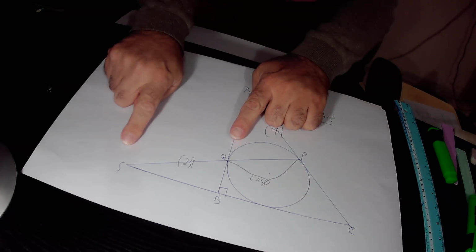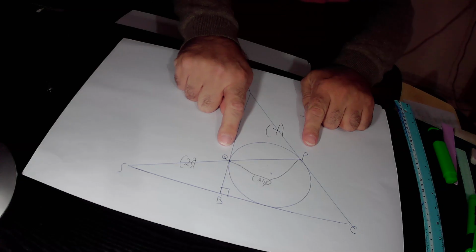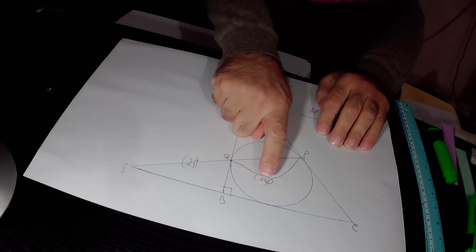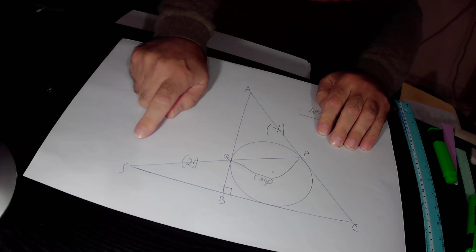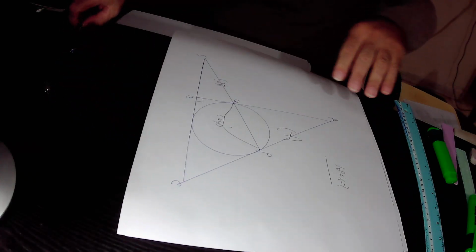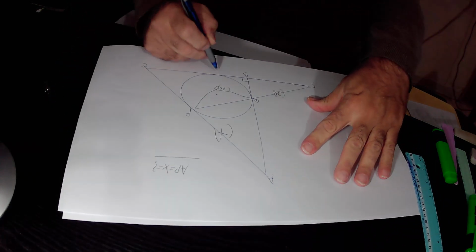QS equals 25, chord QP equals 24, ABC is the right angle. This is the tangent to the circle at this point. We define the point of tangency of this tangent with this circle. This point is point M. So SM is the tangent of the circle at point M.